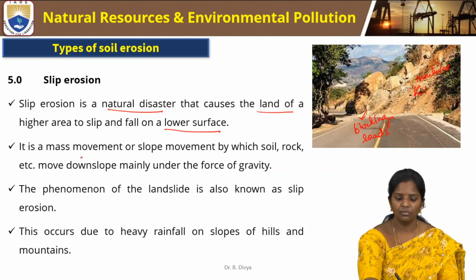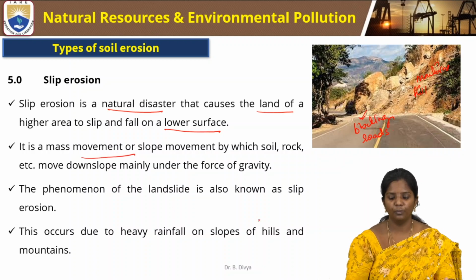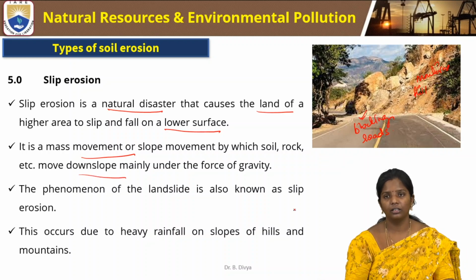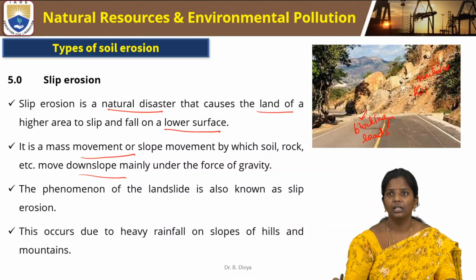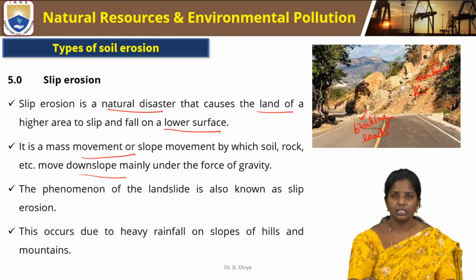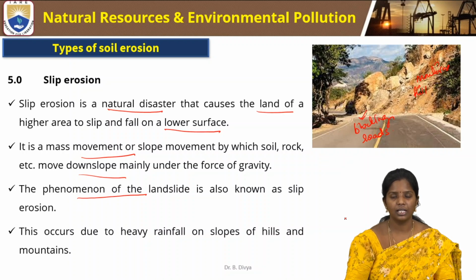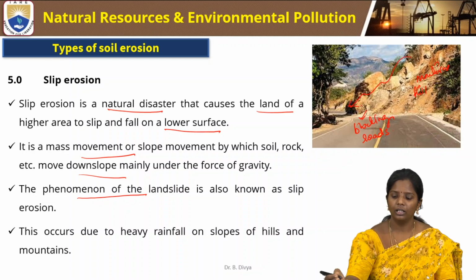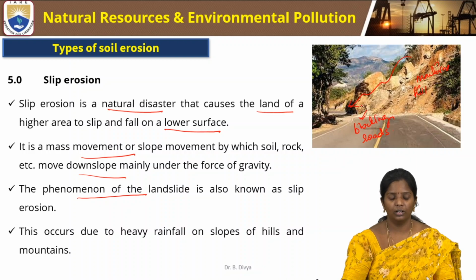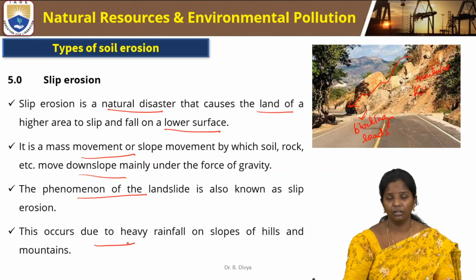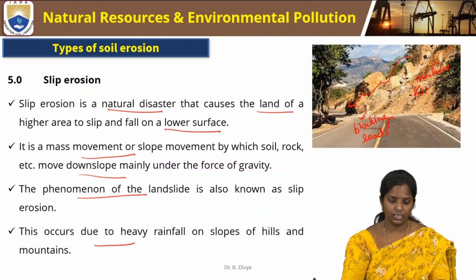This is a mass movement or slope movement by which rock and soil move down slope, mainly under the force of gravity, and fall onto the adjacent area. The phenomenon of landslide is also known as slip erosion. The rock or soil that is present slips down the hill area and falls onto the lower lying area. This occurs due to heavy rainfall on the slopes of hills and mountains.